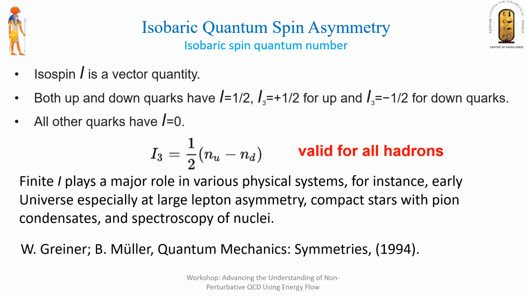For instance, in the early universe, especially in this situation, we have very low or vanishing baryon chemical potential. What we can deal with in this case is a large lepton asymmetry. This could also be done. It could also play a role in compact stars, where pion condensation plays a very important role, and of course in nuclear spectroscopy.